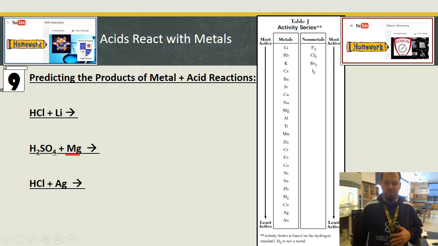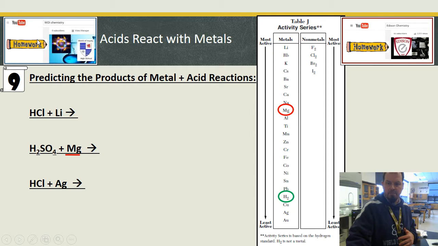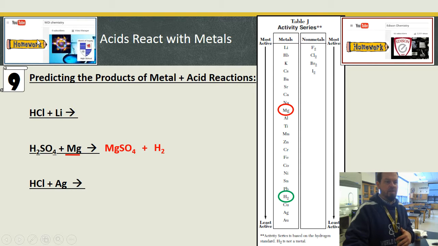Next one, Mg. I'm looking up Mg. Where's Mg on the table? It's right there, and it is above H2, so this one is going to go. I'm going to take the Mg and replace it for the H, so it's going to become MgSO4. I know SO4 is a -2, Mg is a +2, so I need 1 of each. And then I'm going to make H2 gas. And this one doesn't need balanced because it works out perfect.